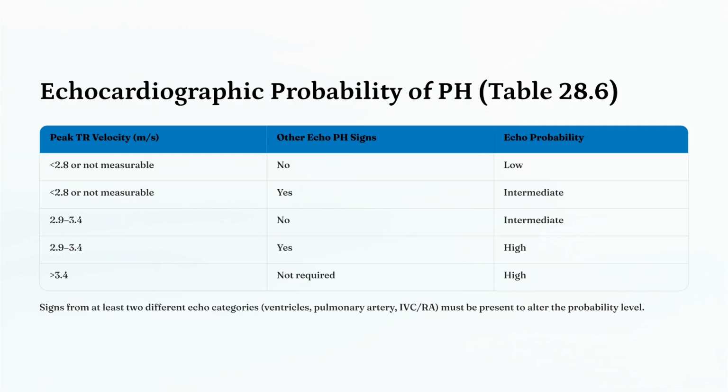This table categorizes the echocardiographic probability of pulmonary hypertension. Probability levels are determined by peak tricuspid regurgitant velocity, combined with the presence of other echo signs, such as those from the ventricles or pulmonary artery.